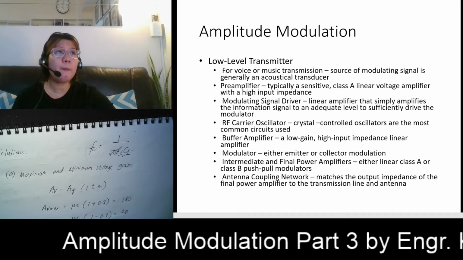And then we have your buffer amplifier. Your buffer amplifier is usually a low gain, high input impedance linear amplifier. A buffer provides a relatively constant load to the oscillator, which helps to reduce the occurrence and magnitude of short-term frequency variations. Buffer amplifiers don't really amplify. It is characterized as low gain, so it provides a relatively constant load to the oscillator.